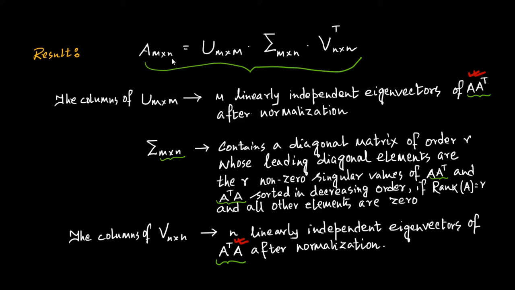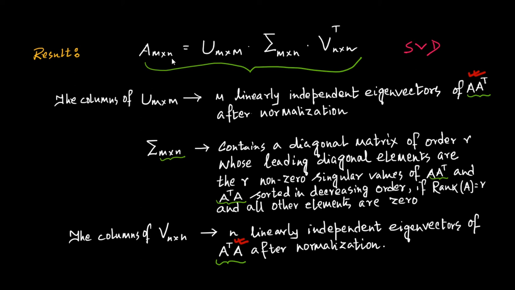So this is how we can decompose A as a product of these three matrices, of which two are orthonormal, orthogonal, as well as each of the column vectors being orthonormal, meaning the set of column vectors forms an orthonormal set, because we are writing after normalization. So each of these matrices U and V is orthonormal, and sigma is a kind of diagonal matrix. This is the singular value decomposition, or SVD, of the matrix A.